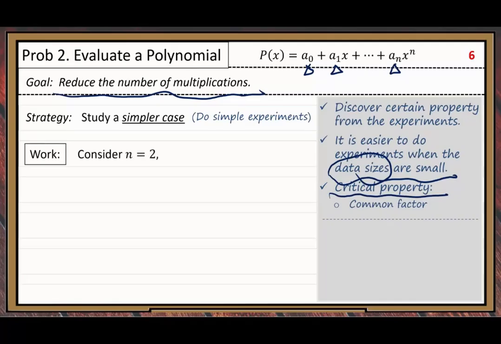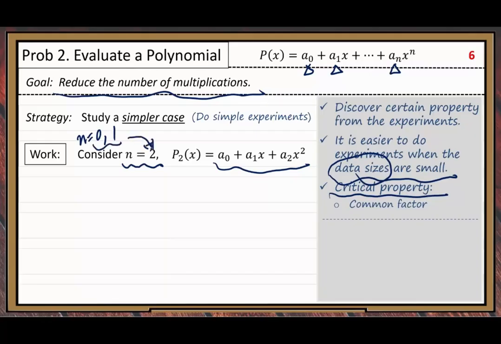Let's consider our first experiment. We set n equals 2. So that's this polynomial. P2 of x equals, there are 3 terms in this polynomial. So if you want to ask me why we do not consider n equals 0 and n equals 1, the answer is, because there are 2 simpler cases, right? N equals 0 and 1, simpler than n equals 2.